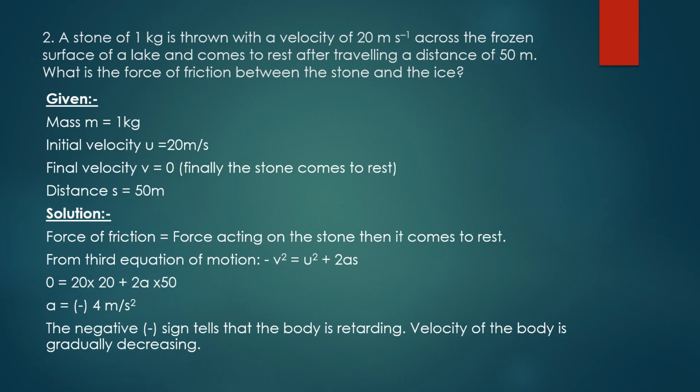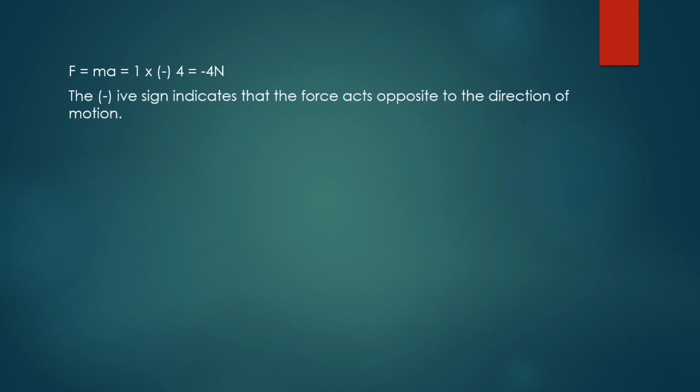So now what is the next thing? We need to find the force here. So we're going to use Newton's second law formula. F is equal to ma, mass of the stone is 1 kilogram, and acceleration we have found, that is minus 4. So the total force will be minus 4 Newton. The negative sign indicates that the force is acting in the opposite direction of the motion of the stone here.